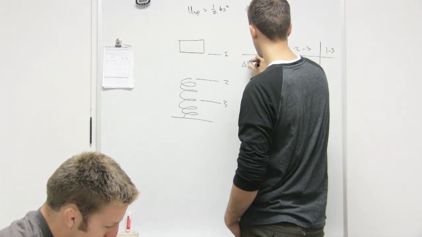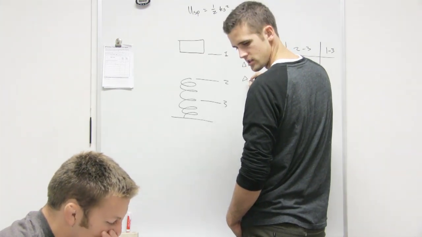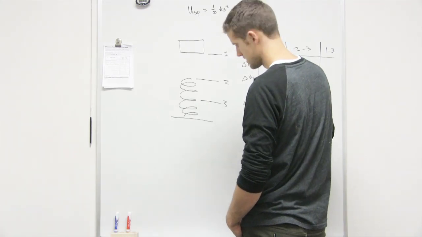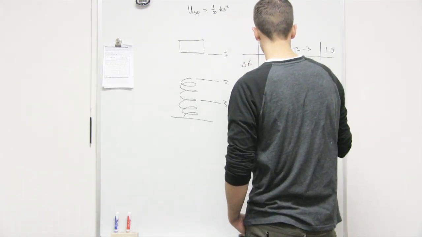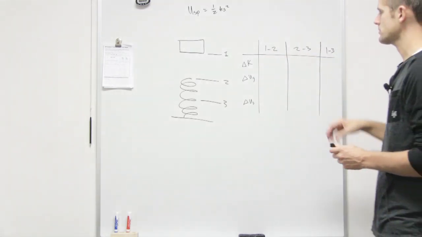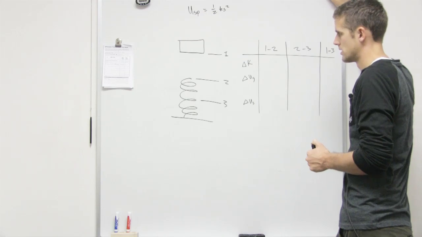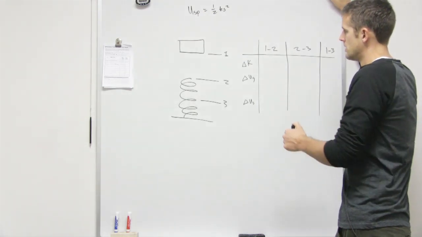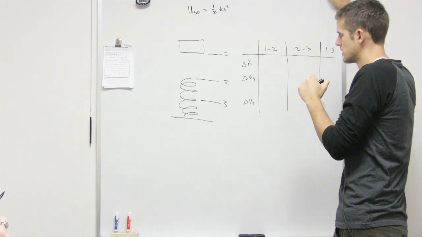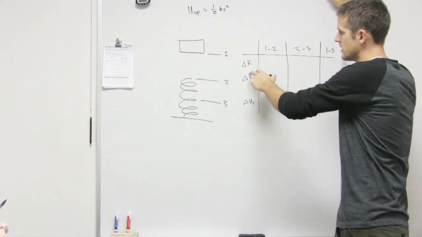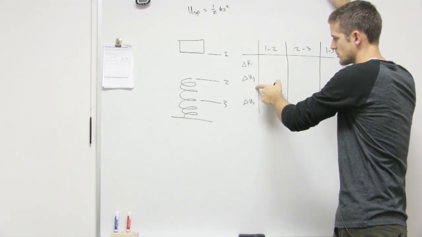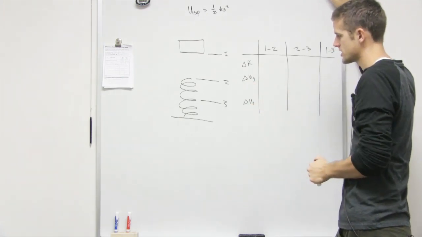Okay, change in kinetic energy. Change in gravitational energy. So 1 to 2, be 0. For which one? For 1 to 2, so from 1 to 2. Right, but for kinetic energy. So this is kinetic energy, this is gravitational potential energy, and this is spring potential energy.